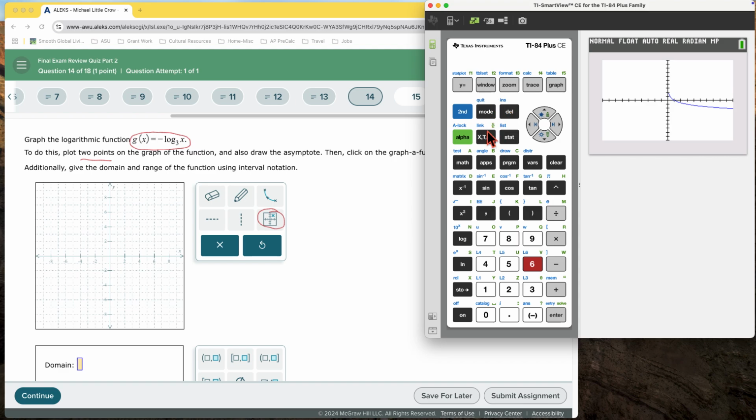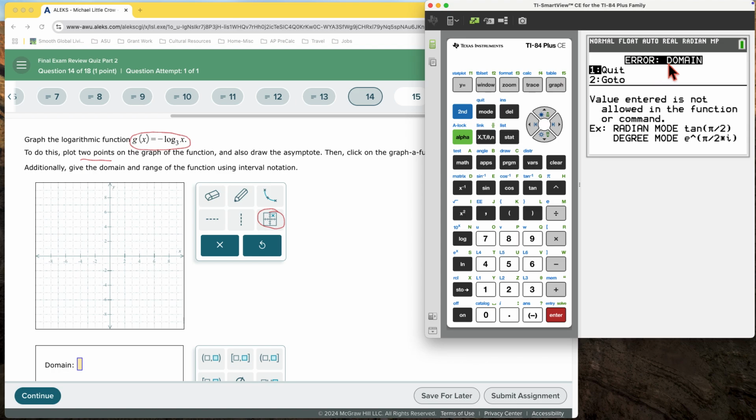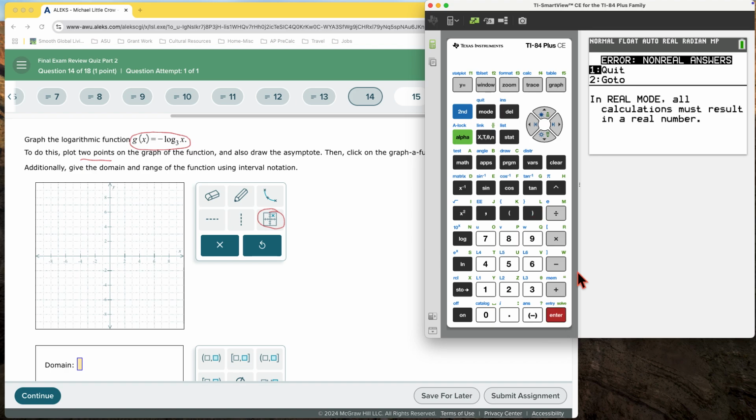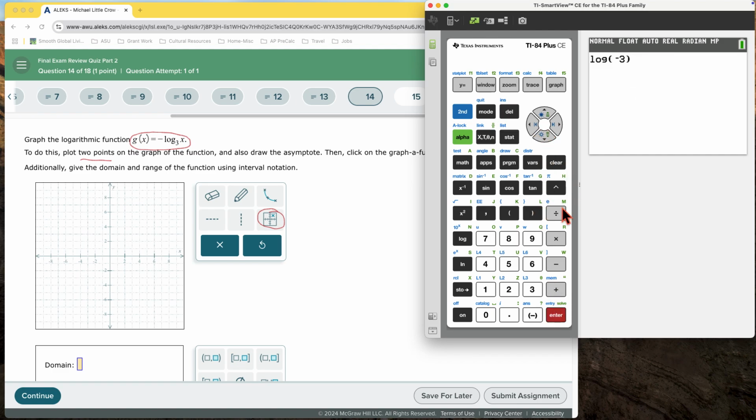One way you can check it, if you have any logarithm, and it doesn't matter what the base is, if you plug in 0, we're going to get an error that's undefined. It's a domain error. It's not in the domain. Also, if you put a negative inside any logarithm, let's go with just -3, any negative, it can't be 0, can't be negative. Okay, it's a non-real answer. But anyway, so that's our domain.